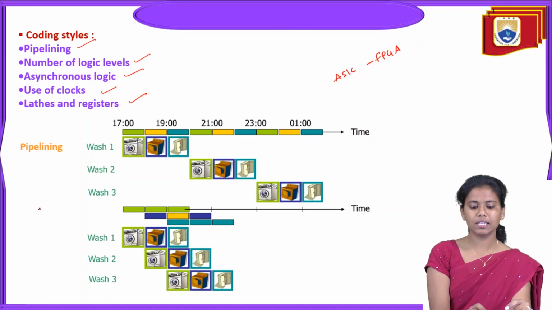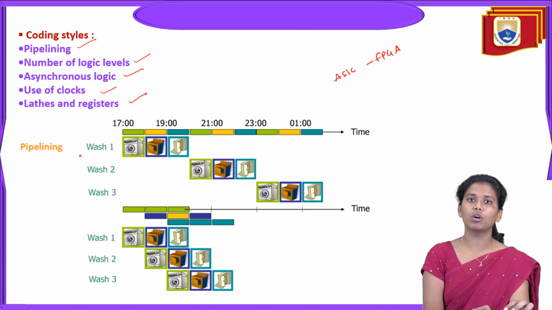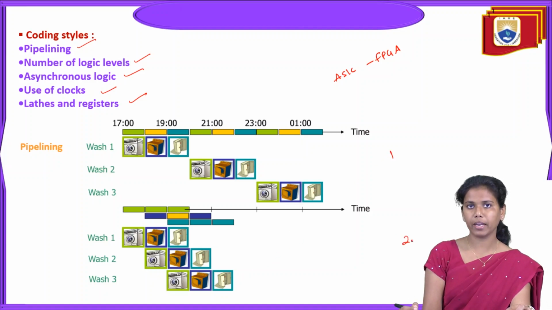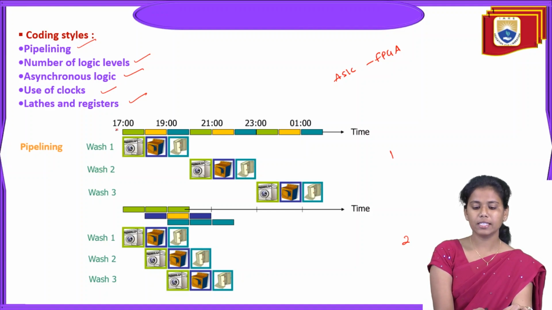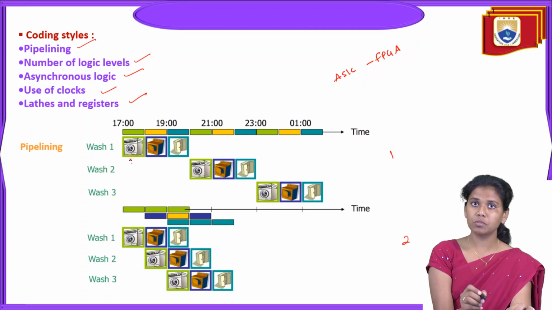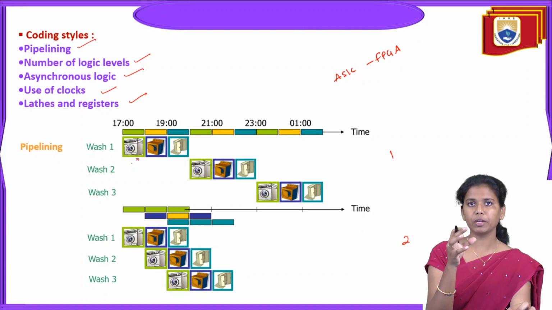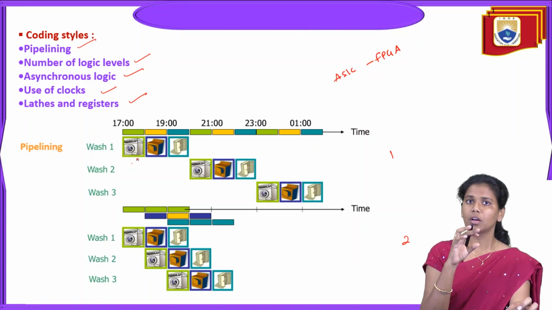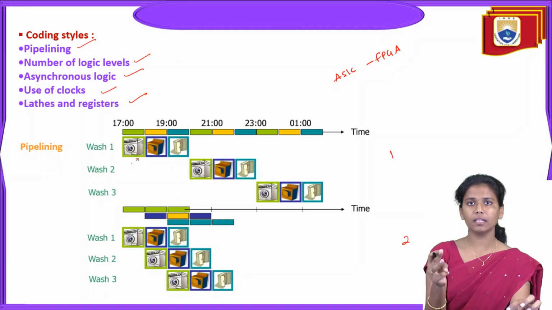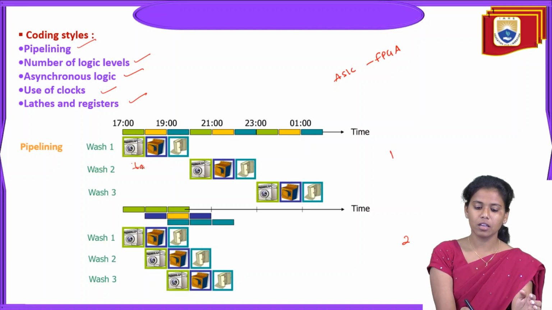Okay, so first thing we will see is pipelining. See here, for example, we are considering a washing machine. The washing machine has wash 1, 2, 3. This one is the first pipelining and this is the second pipelining. In the first pipelining, there is a timeline given. At 17 to 19, we have to set the washing machine. That means it has to wash out the dust, it has to rinse, and it has to dry, right? All these three tasks should be done in this time level.